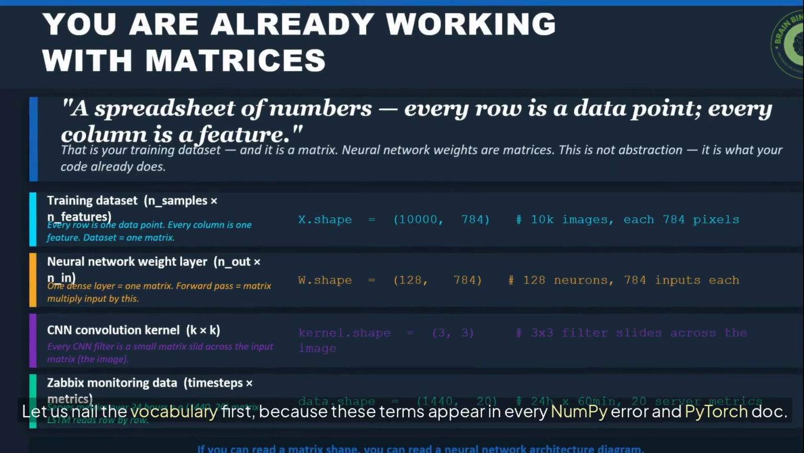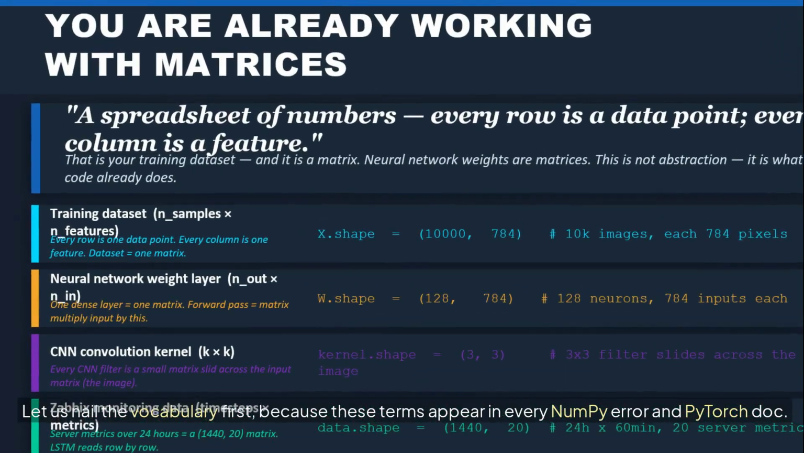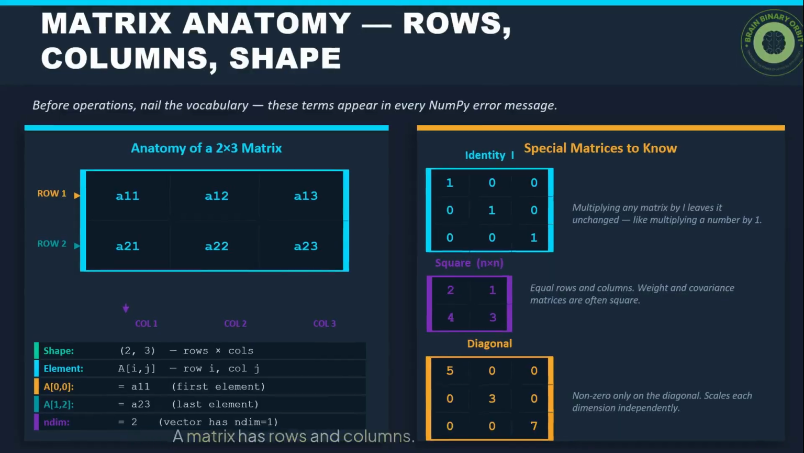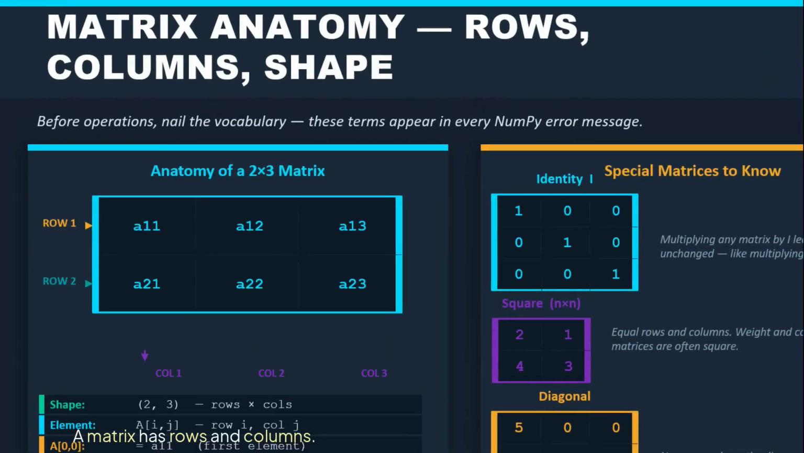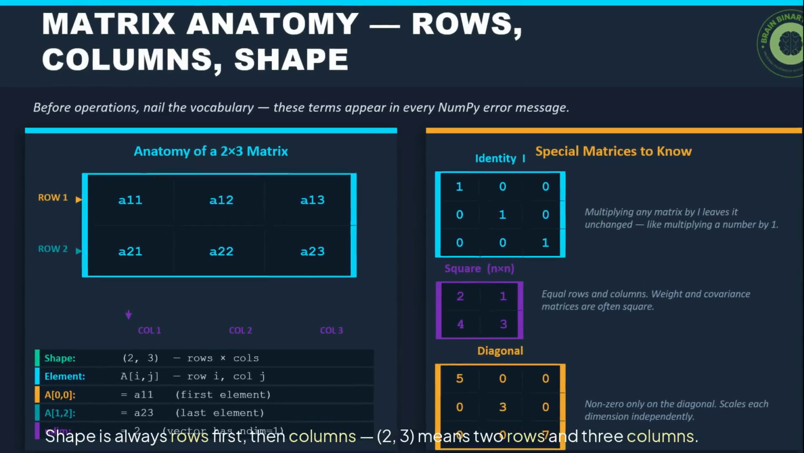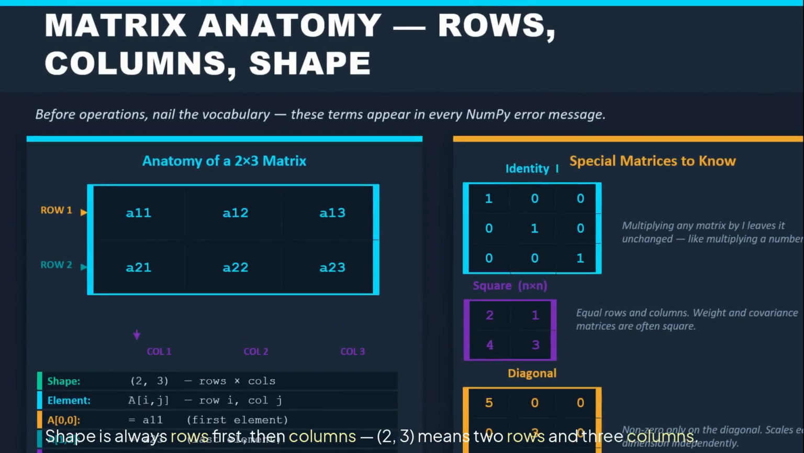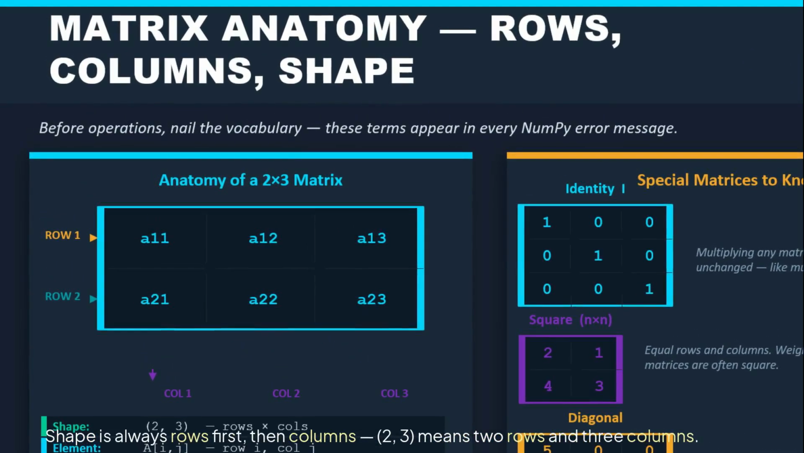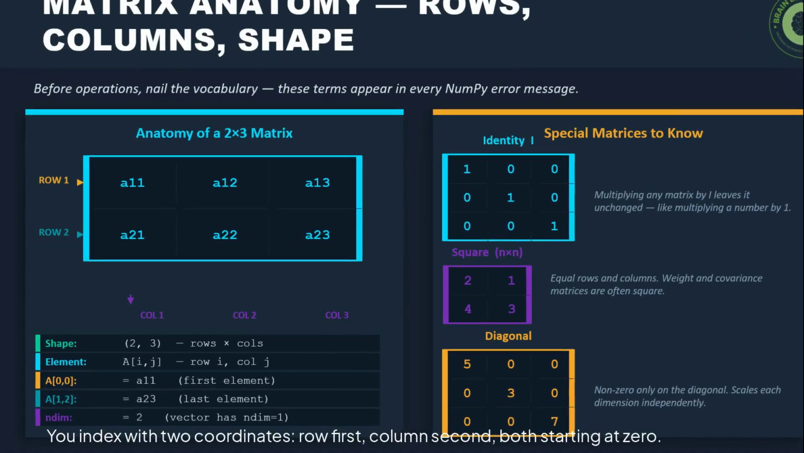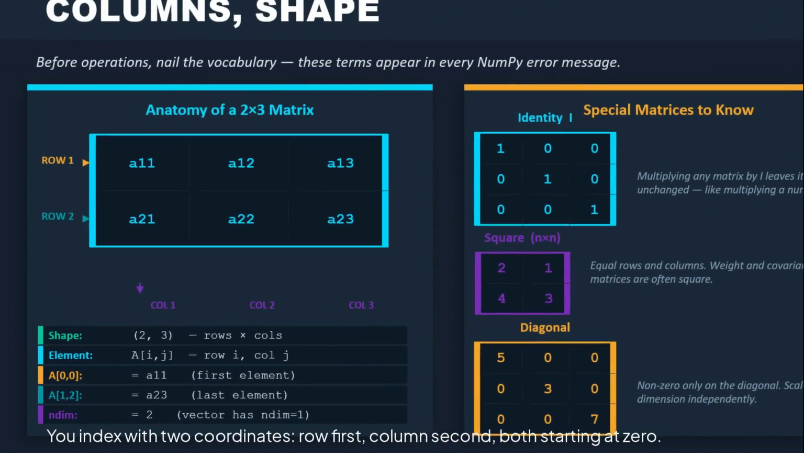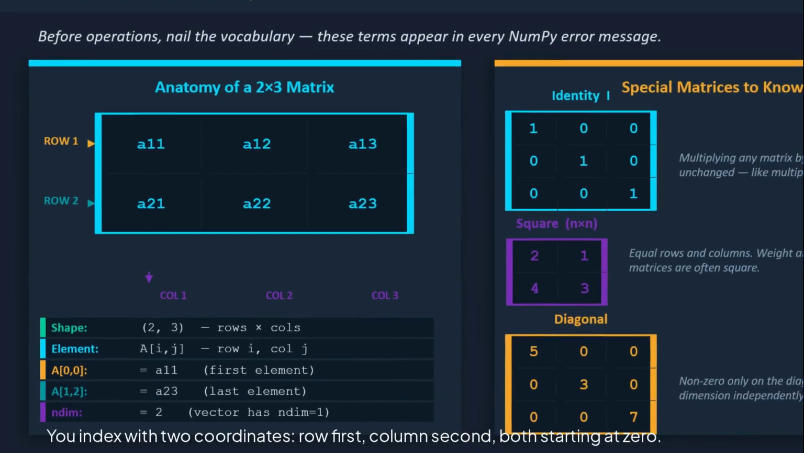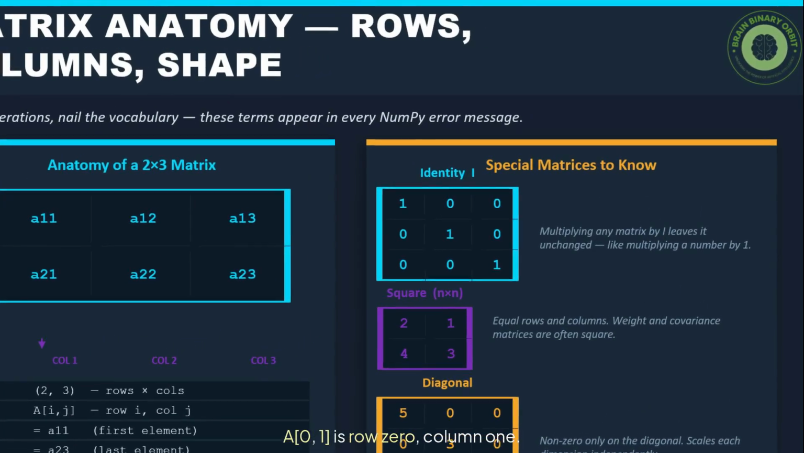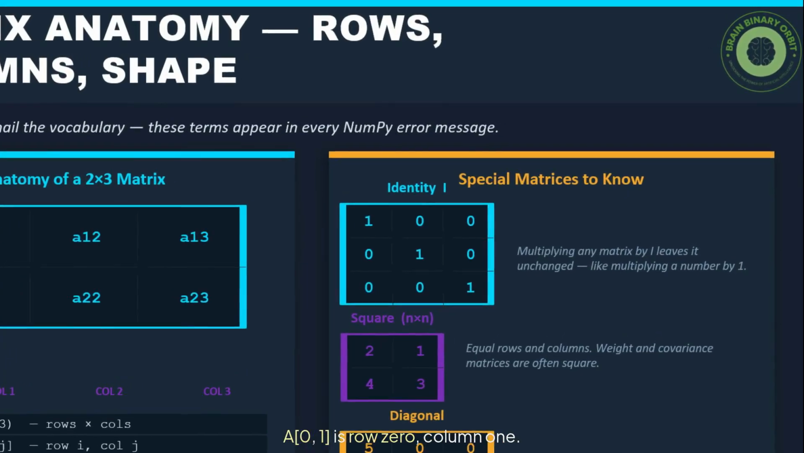Let us nail the vocabulary first, because these terms appear in every NumPy error and PyTorch doc. A matrix has rows and columns. Shape is always rows first, then columns. 2, 3 means 2 rows and 3 columns. You index with 2 coordinates, row first, column second, both starting at 0. A[0, 1] is row 0, column 1.